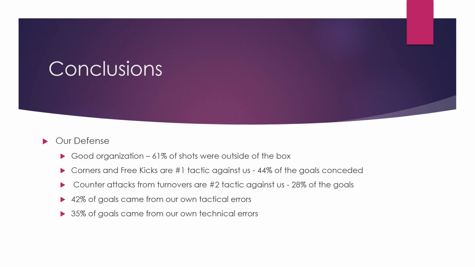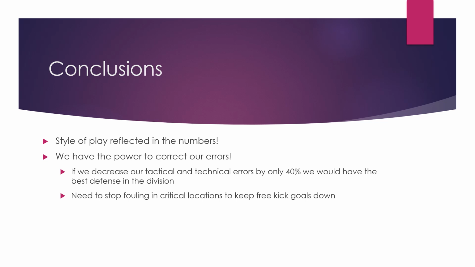42% of goals came from our own tactical errors, and 35% came from our own technical errors. So it tells me that if we clean up our tactical errors a little bit, our number of goals conceded will drop. What's really cool is that our style of play is reflected in the numbers.